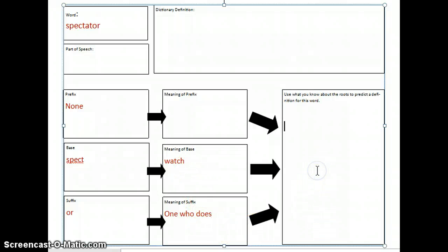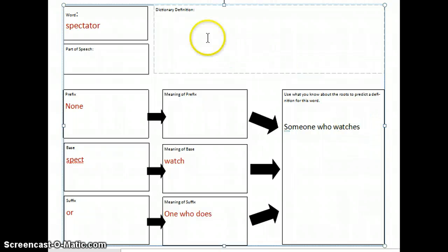So I'm going to come over to my box that says use what you know about the roots to predict the definition. I'm going to look at what I've got in these two boxes right here, and I'm going to type someone who watches. I didn't just make a random guess at that. I used the words that I have in my two boxes right here to make a prediction.